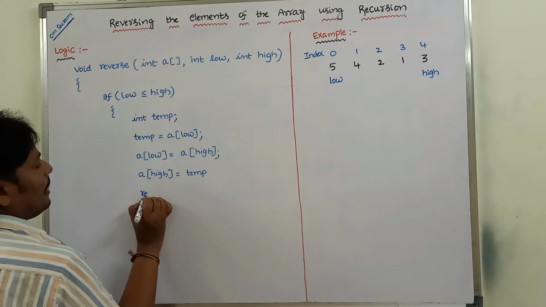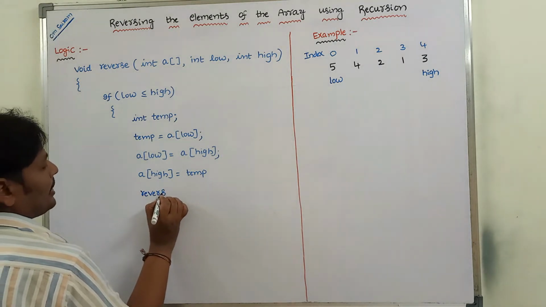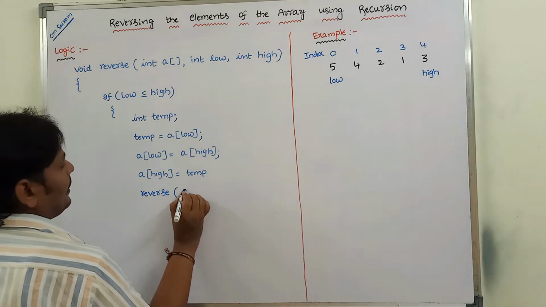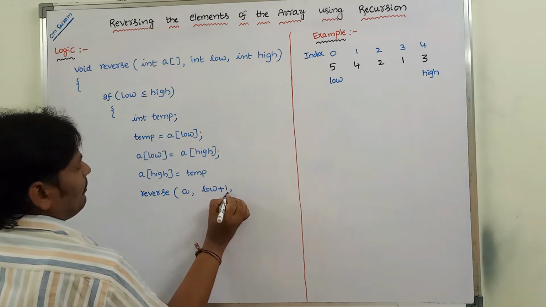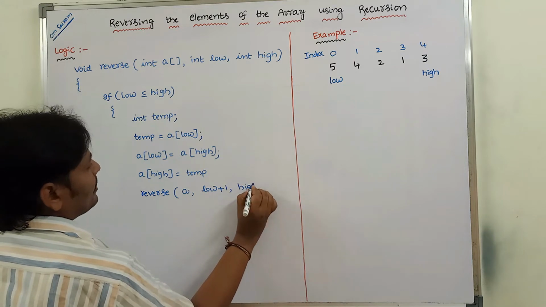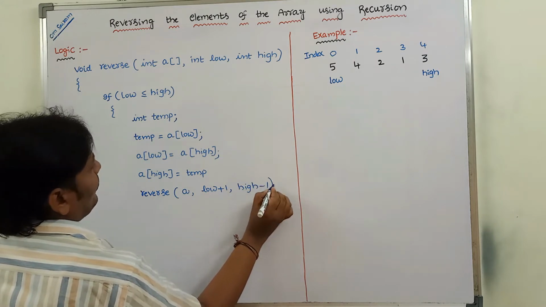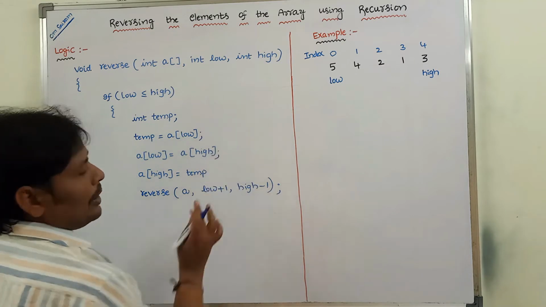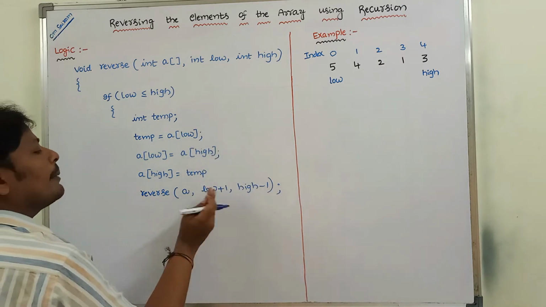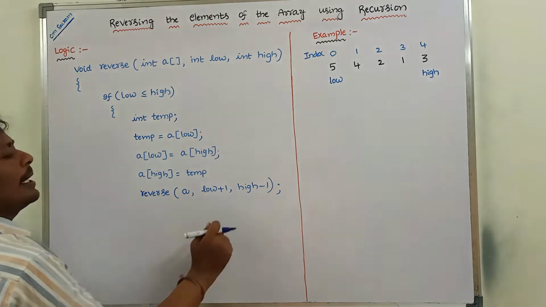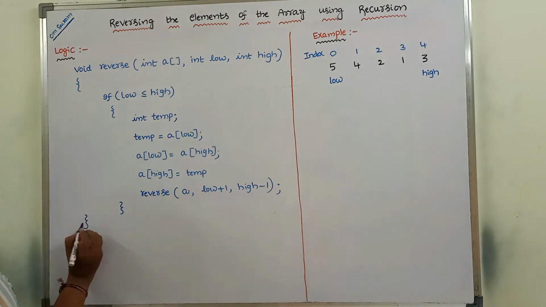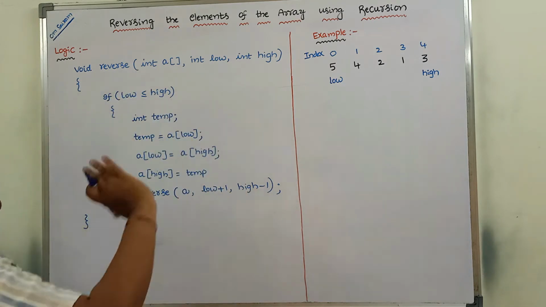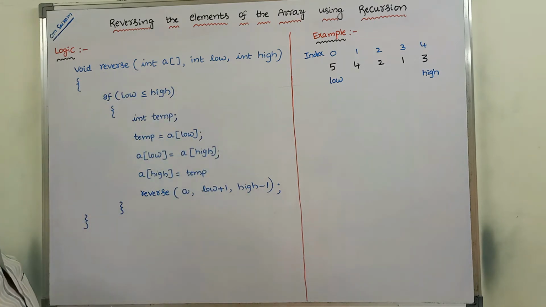Next, here we are calling the recursive function reverse A comma low plus 1 value comma high minus 1 value. So once we are swapping the low value and high value, we are incrementing the low value and decrementing the high value. So this is the recursive function for reversing the elements of the array using recursion.